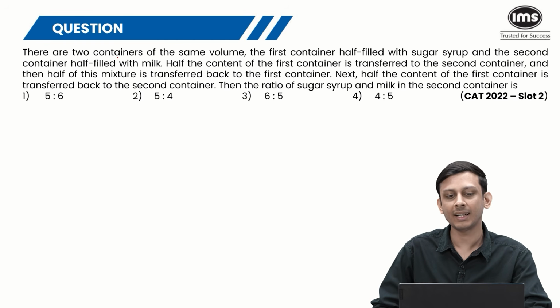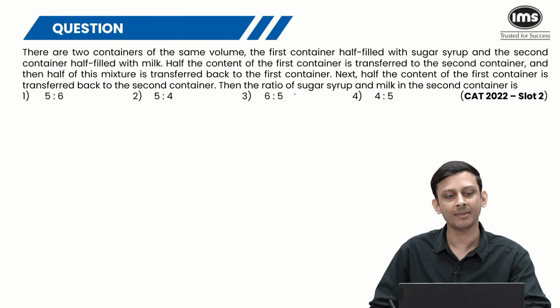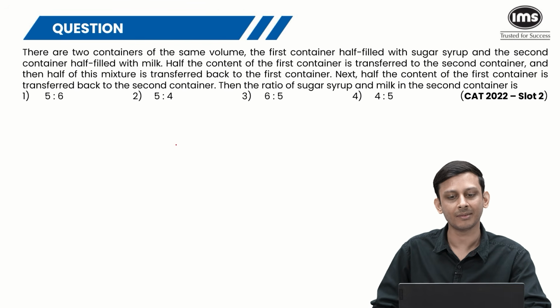So here we have two containers of the same volume. The first container is half filled with sugar syrup and the second container is half filled with milk. Half the content of the first container is transferred to the second container, and then half of this mixture is transferred back to the first container. Next, half the content of the first container is transferred back to the second container. Then the ratio of sugar syrup and milk in the second container is what?